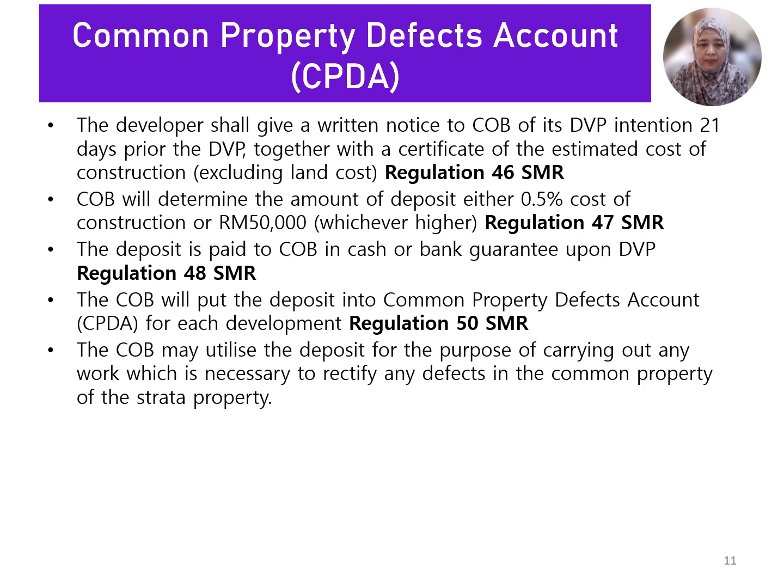COB may utilize the deposit for the purpose of carrying out any work which is necessary to rectify any defects in the common property of the strata development. Nama pun common property defects account. So duit dalam account tu hanya boleh guna, can only be used to rectify defects in the common property.